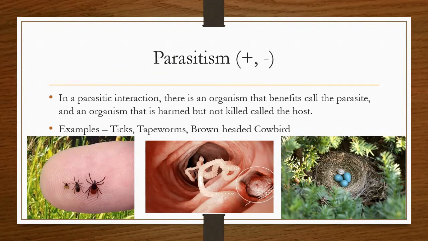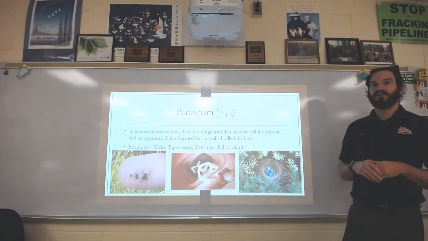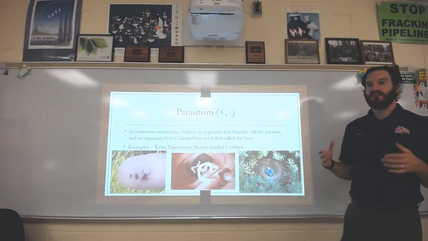Parasitism. Parasitism is always an interesting topic to talk about because people think it's really gross, but it's an evolutionary advancement. It's a way organisms have learned to survive. What's going to happen is that you're going to have two organisms. One is going to benefit and one is going to be harmed. The one that benefits is called the parasite. The one that is harmed is called the host. So let's take a look at a couple examples of parasitism in action.